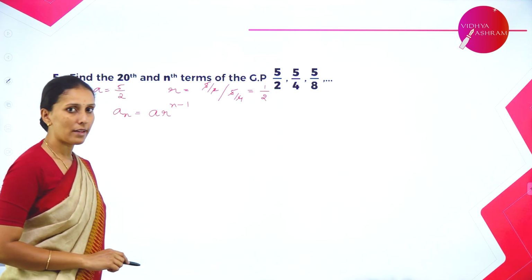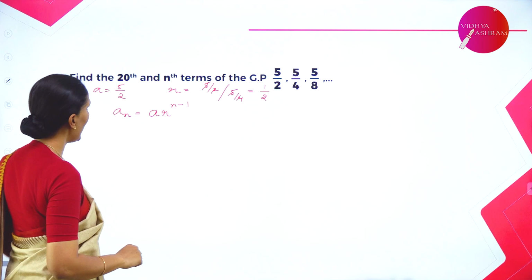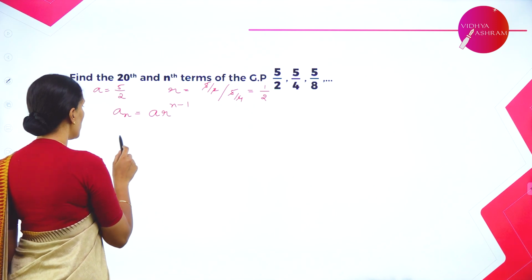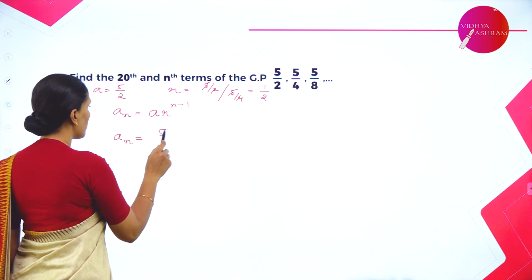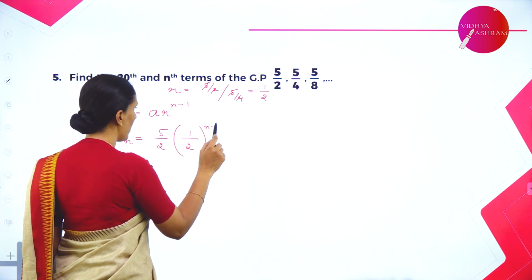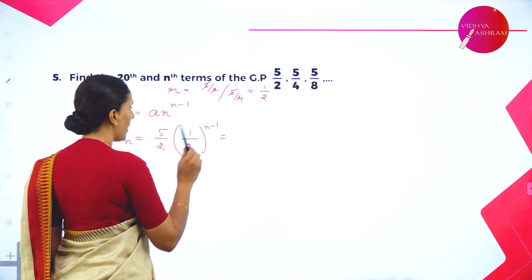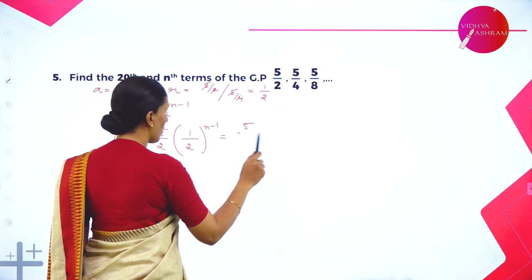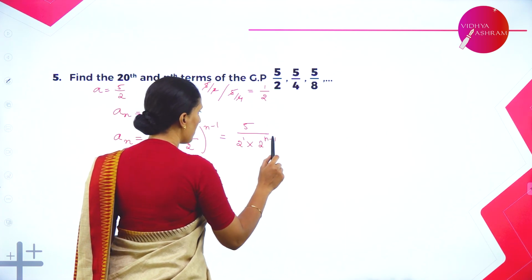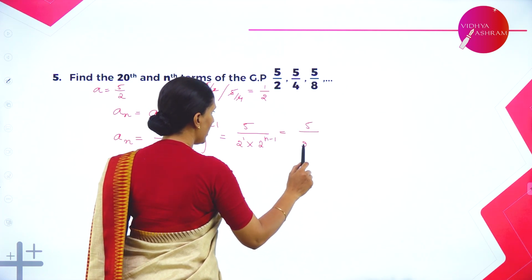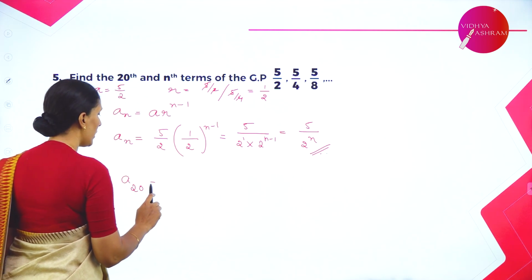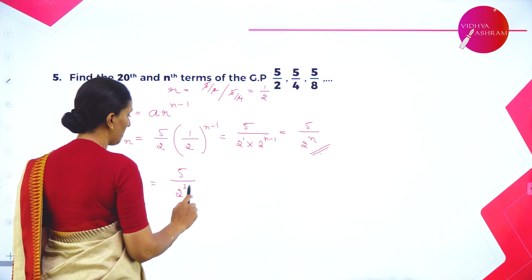Now R is less than 1 here. First let us find out the nth term, because it is easy to find the 20th term later when we find a_n. So a_n is equal to A is 5 by 2, R is 1 by 2, whole to the power n minus 1. So 1 to the power n minus 1 is 1 only. Now it becomes 5 by 2 into 2 to the power n minus 1. The power of 2 is 1, 1 minus 1 get cancelled. So it is 5 divided by 2 to the power n. So this is the nth term. Now what will be the 20th term? 20th term is 5 divided by 2 to the power 20.